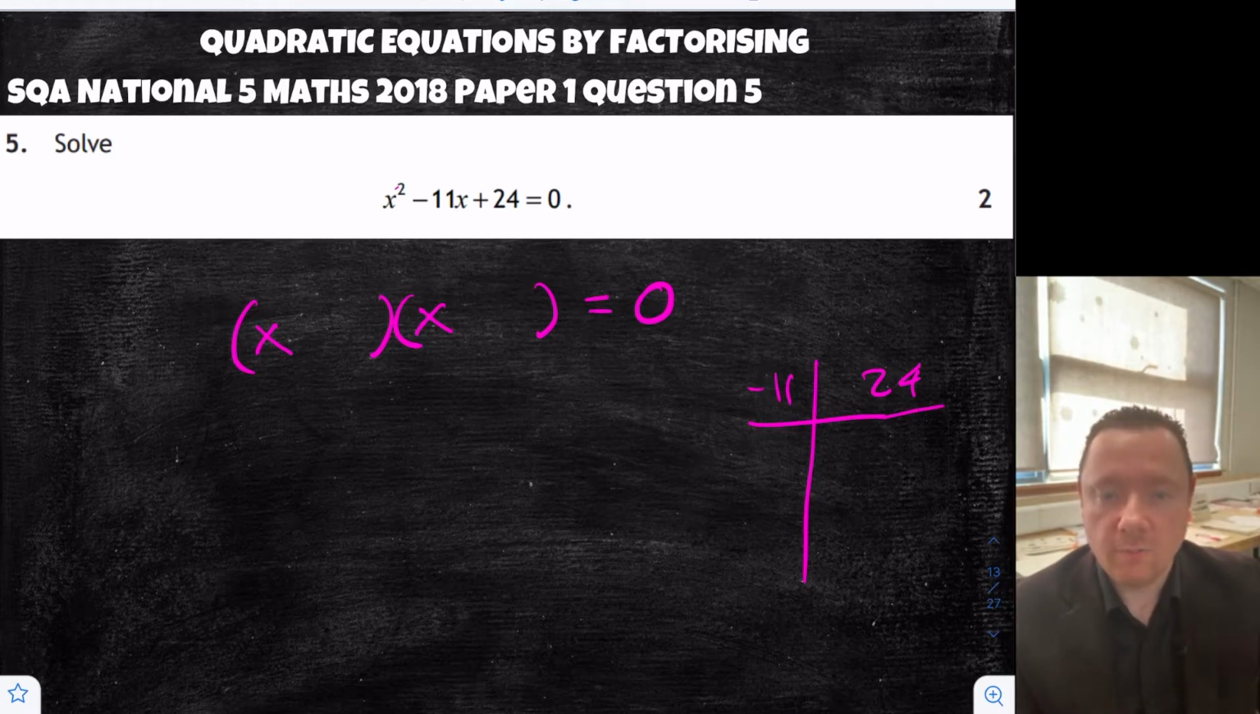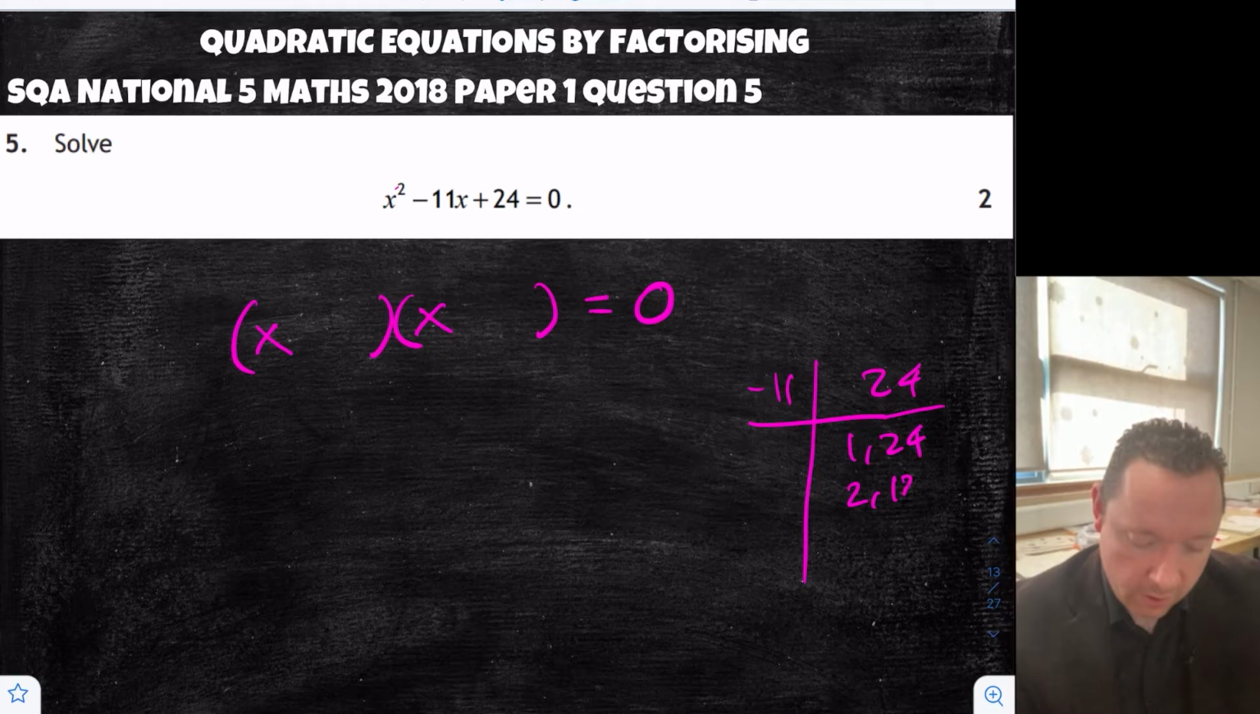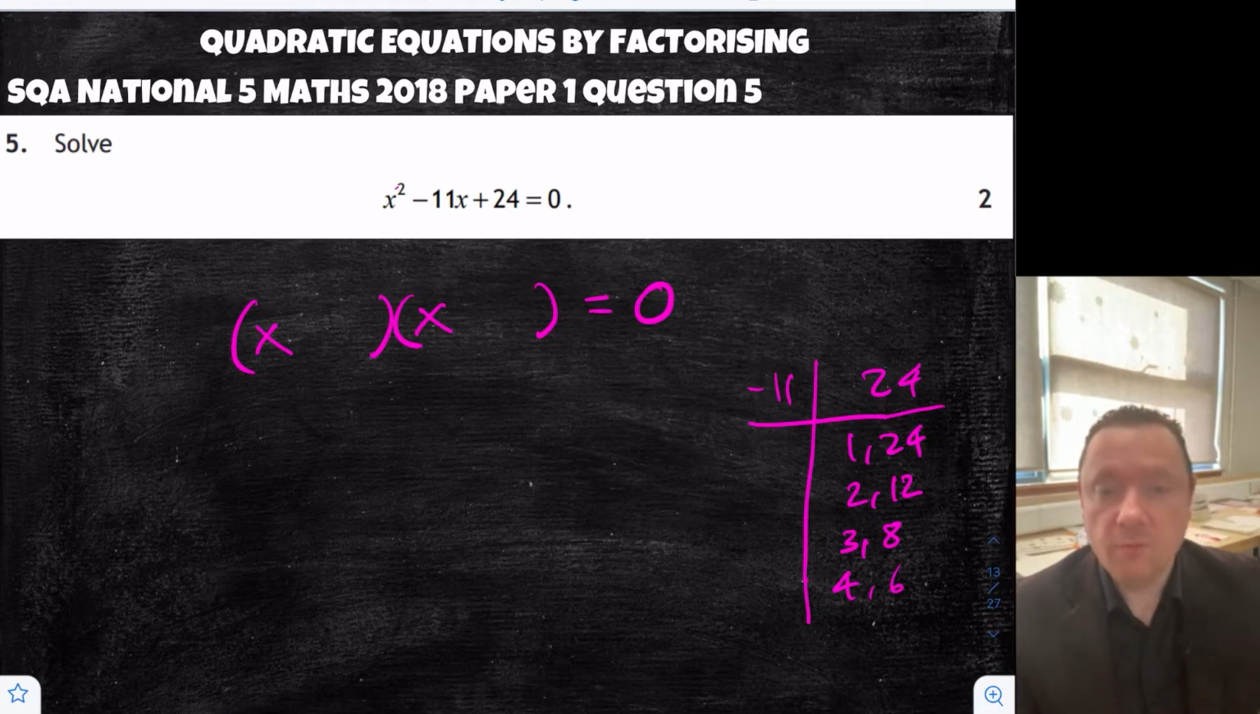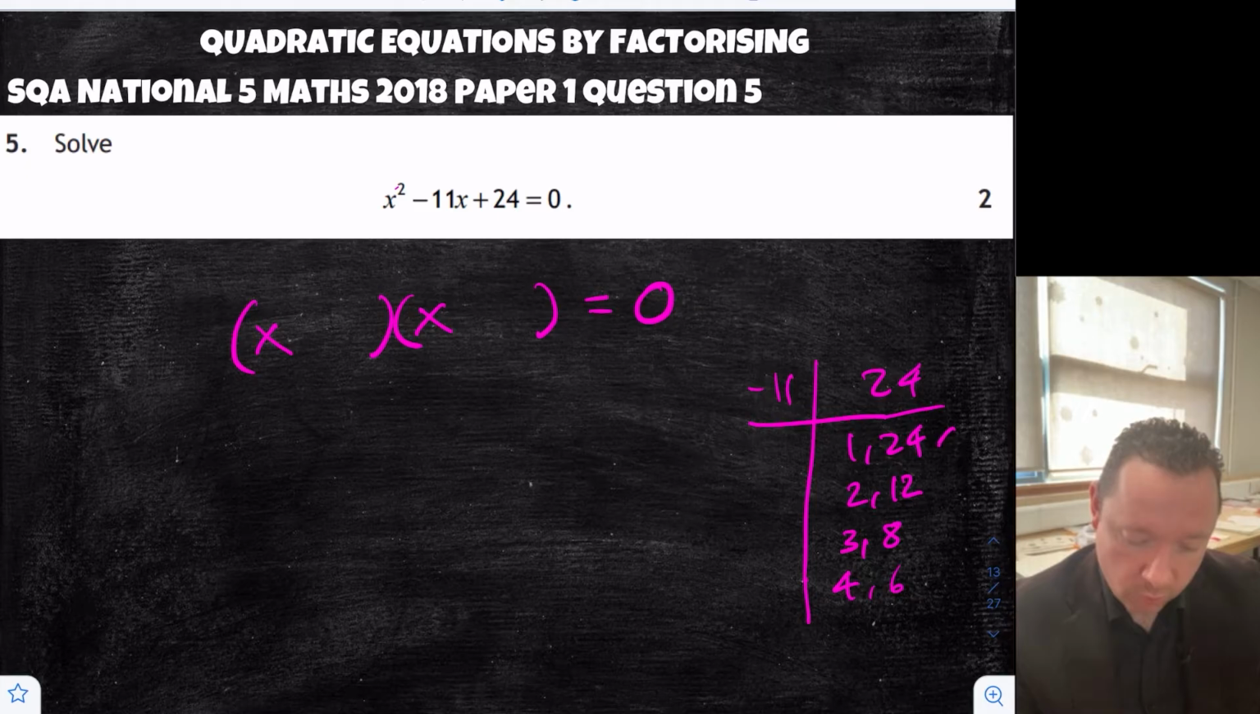Writing down all the factor pairs of 24, so 1 times 24, 2 times 12, 3 times 8, 4 times 6, and then I'm done. And you're looking for those pairs, can I add or take away to make minus 11? Well, I clearly can't do that with 24 and 1. Can I do it with 12 and 2? No, can't do it.